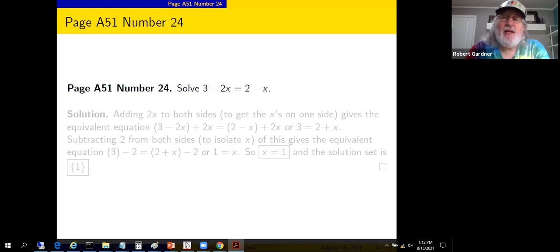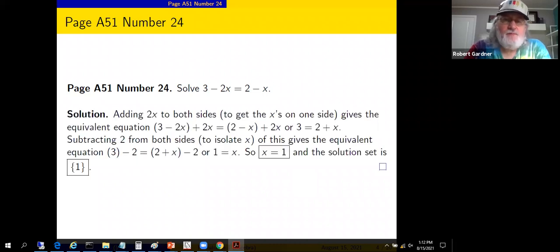One slightly more complicated. There's x's on both sides, but I still follow the strategy, get x by itself. Let's add 2x to both sides. In so doing, we'll have 0 x's on this side and all the x's will be on the right side. This then gives the equation 3 minus 2x plus 2x equals 2 minus x plus 2x. So we added 2x to both sides. That produces an equivalent equation.